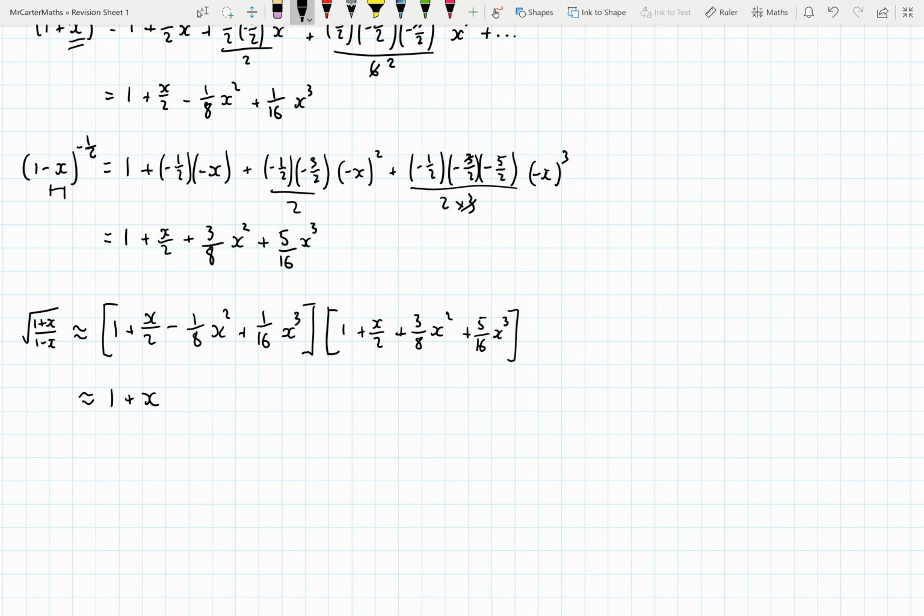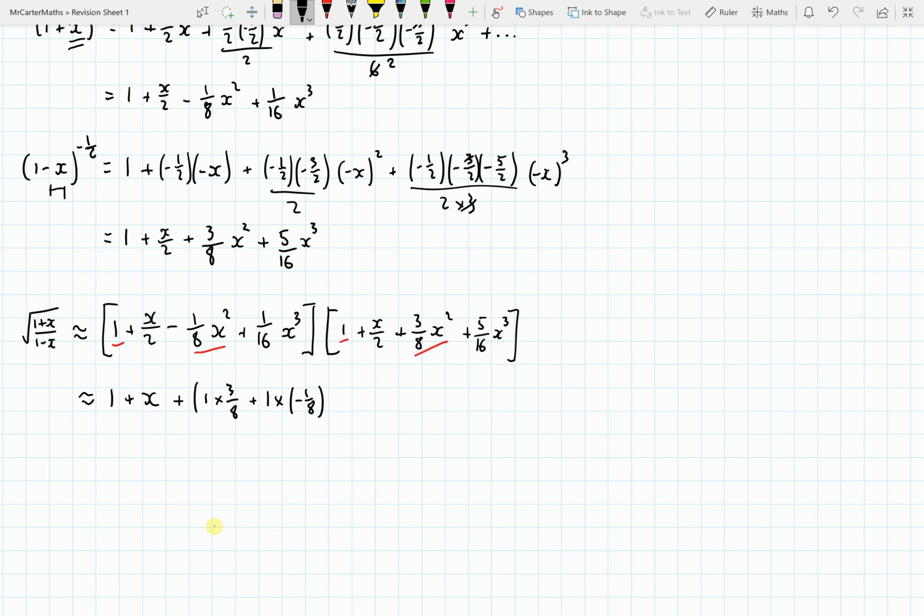My x squared terms, this is where they start to have a few more terms coming together. So I'm going to have 1 multiplied by 3 over 8x. Okay, so I've got 1 times 3 over 8. I have the term going the other way round, so I have 1 multiplied by minus an eighth. I have 1 times minus an eighth.